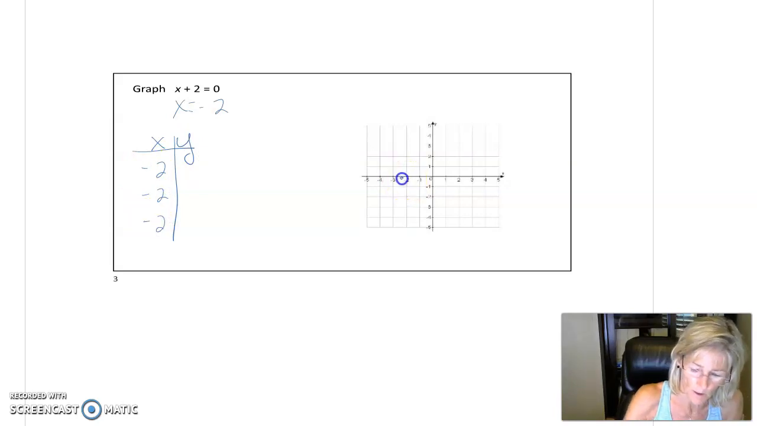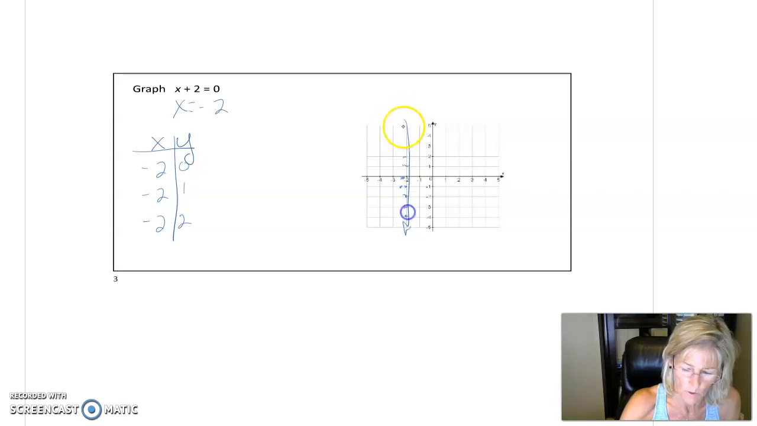So in here, x always has to be negative 2. I can put in 0, 1, 2. I can put in any number for y, but x always has to be negative 2. So (-2, 0), (-2, 1), (-2, 2). So I can draw my vertical line.